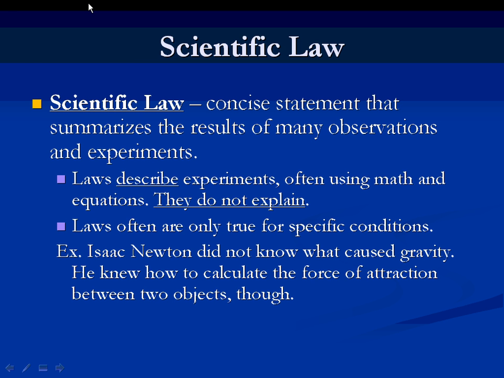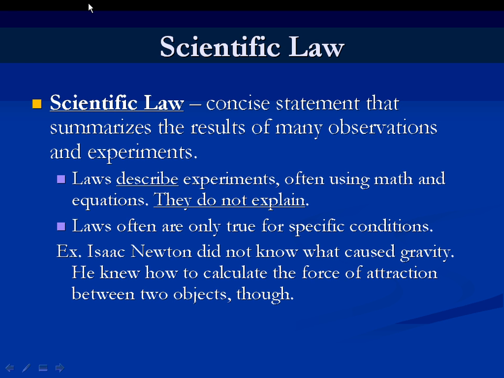So the example I have down here is Isaac Newton. He came up with laws of gravitation. He came up with equations that described how gravity worked. They described if you shot a bullet through the air, this is how long it will take to hit the ground. If you drop an object, this is what position it'll be at a certain time.